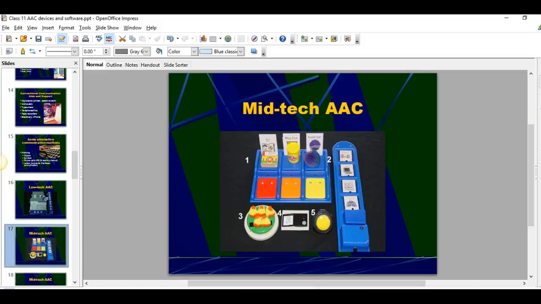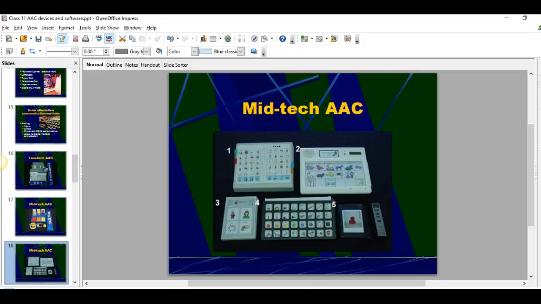symbols on them. There are some mid-tech AACs. Again, it's a system where you push a button and there's a recording. You can label it with pictures and you record the messages. The best is if another child records it, because it should be the children's voice and not an adult's voice. And this can have several levels of messages.